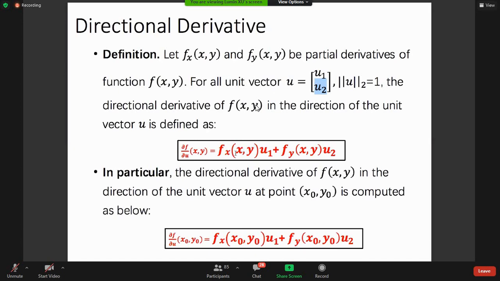Then we can calculate the derivative in this direction by this equation. We should also first calculate partial f, partial x, and partial f, partial y. And then we calculate partial f, partial x times u1. U1 is the first part, I mean the top one of the unit vector. And u2 is the bottom one. I will give you an example to further understand it.